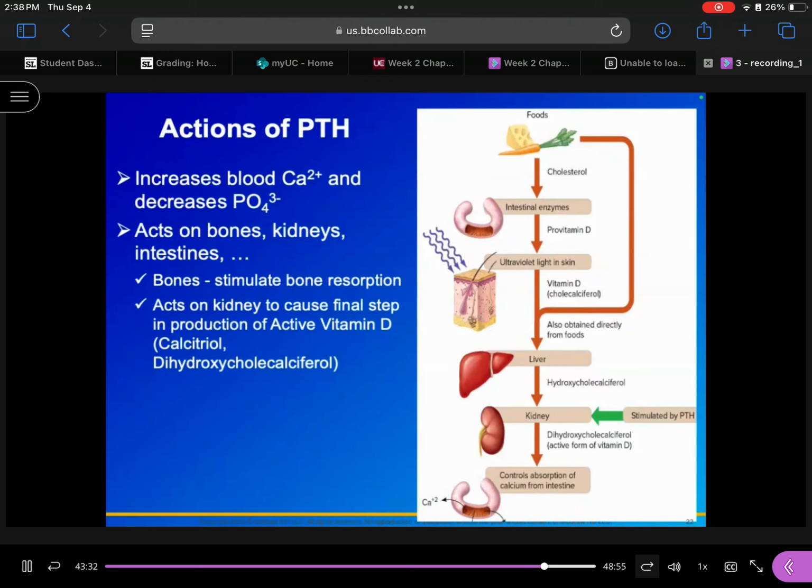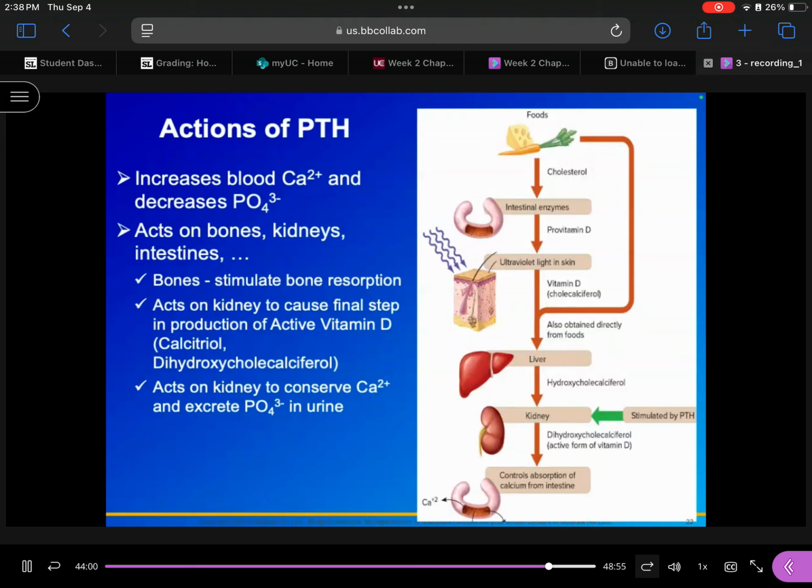It's also going to act on the kidney. So the kidney is very important for the activation of vitamin D. Active vitamin D is important for calcium absorption within the intestine. So it's going to help to activate vitamin D. And it's dihydrocholecalciferol, if you wanted to know. Calcitriol is another name for it. And that's why you can find the little tablets. I take calcitriol too. Anyway, so it's going to act on the kidney.